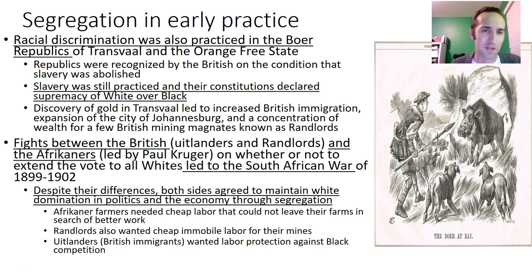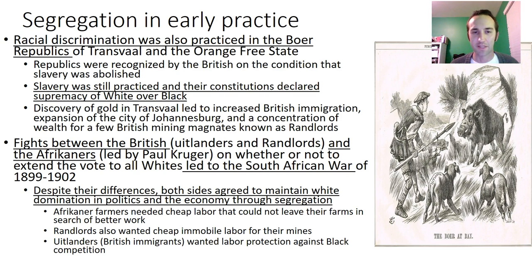In the republics of Transvaal and the Orange Free State, the republics were recognized by the British on the condition that they got rid of slavery. And they said, sure, we get rid of slavery, but they still had slavery. And the constitutions were fine with it and definitely pushed the idea of the supremacy of the white race over black. But once they find gold in those Dutch republics, then the British start to move in like crazy.